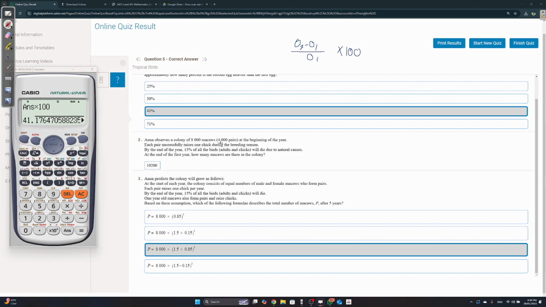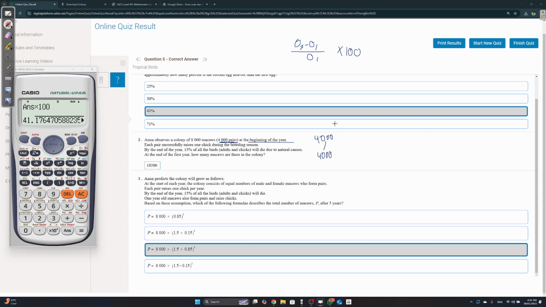Anna observes a colony of 8,000 macaws, 4,000 pairs at the beginning of the year. Each pair successfully raises 1 chick during the breeding season. Okay, so that means 4,000 pairs makes 4,000 chicks. By the end of the year, 15% of all the birds will die due to natural causes. At the end of the first year, how many macaws are there in the colony?